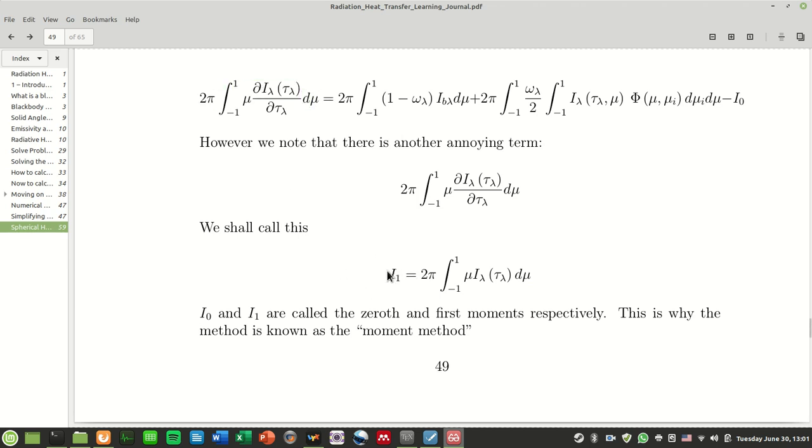So I1 is the first moment defined as such. Now of course there's a differential with respect to tau lambda, which is the optical thickness. So how is this related to this over here? Quite straightforward. Whatever you see here is just dI1 d tau lambda.